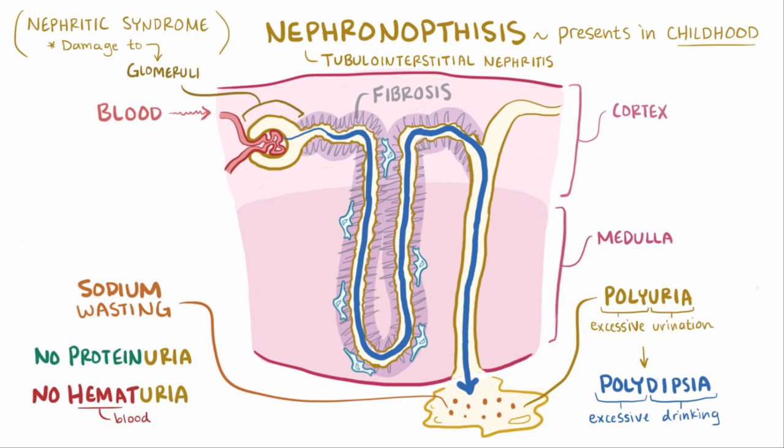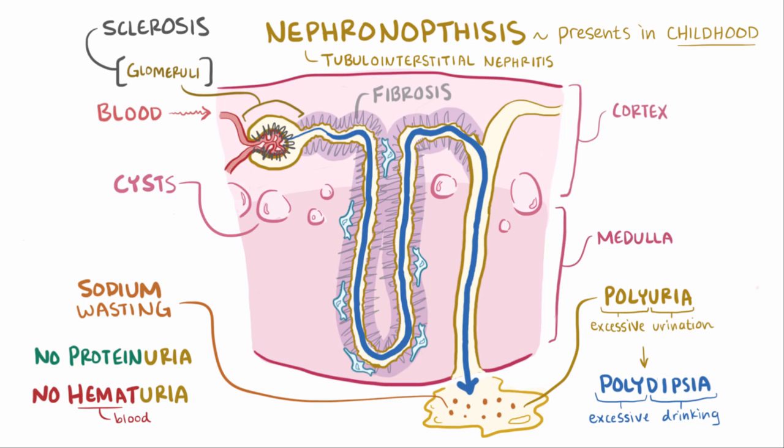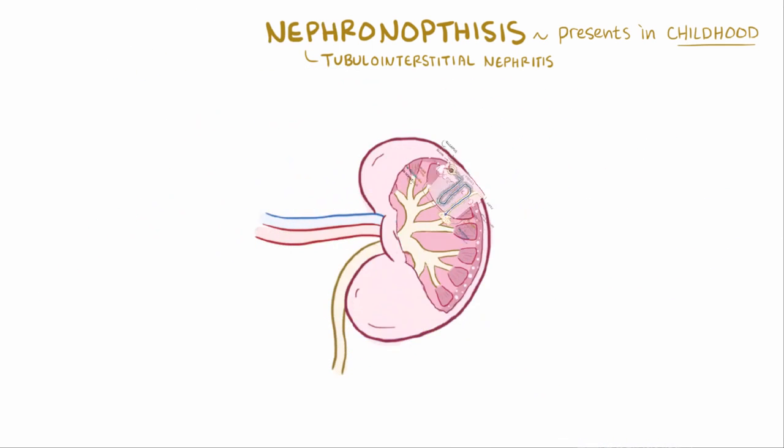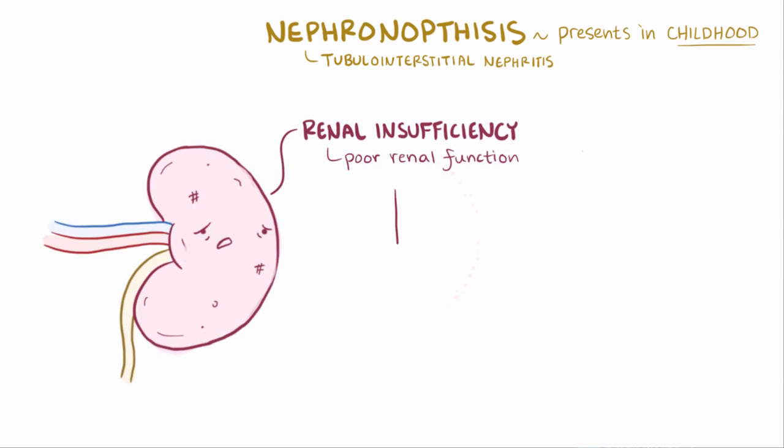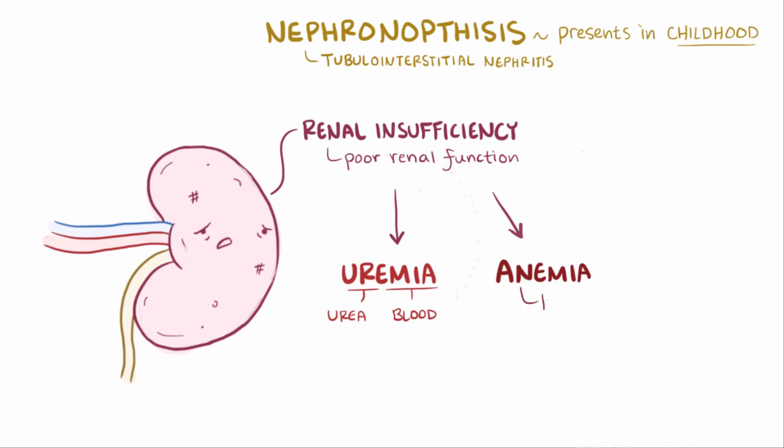nephronophthisis. Later on in the disease, the glomeruli can become sclerosed, or scarred, and cysts might pop up in the medulla, particularly in the corticomedullary junction, which is where the cortex meets the medulla. Over time, this leads to renal insufficiency, or poor renal function, which can cause uremia, or too much urea in the blood, and anemia from a failure of the kidneys to make erythropoietin. Eventually, this leads to renal failure, usually in the teenage years.